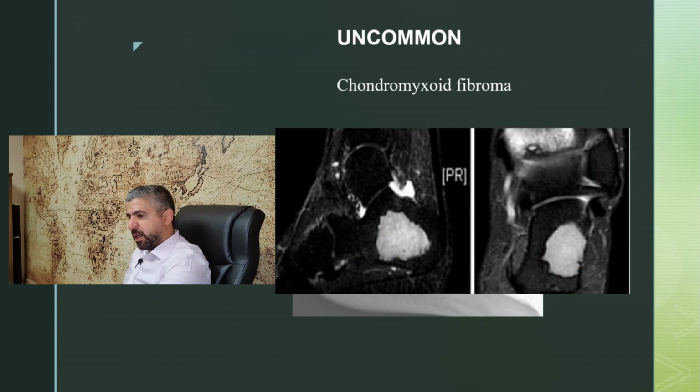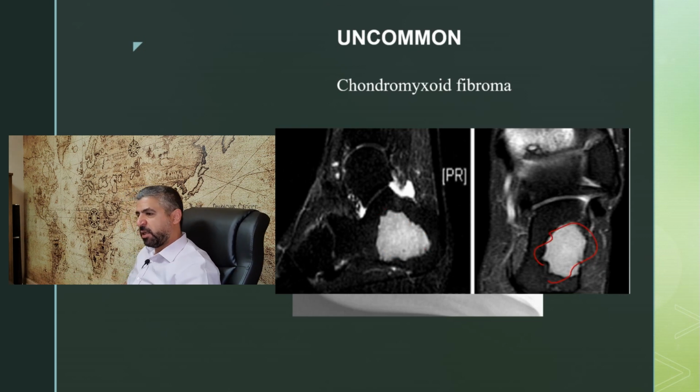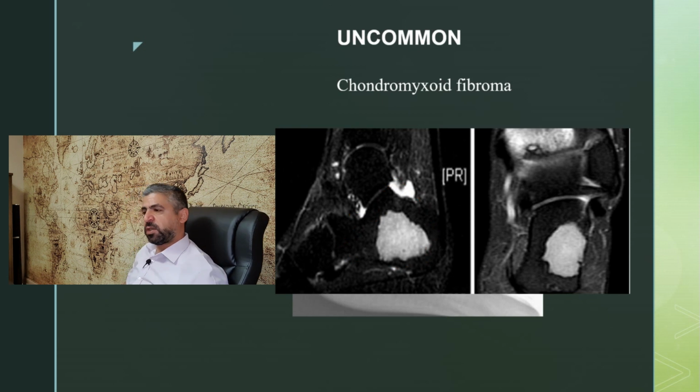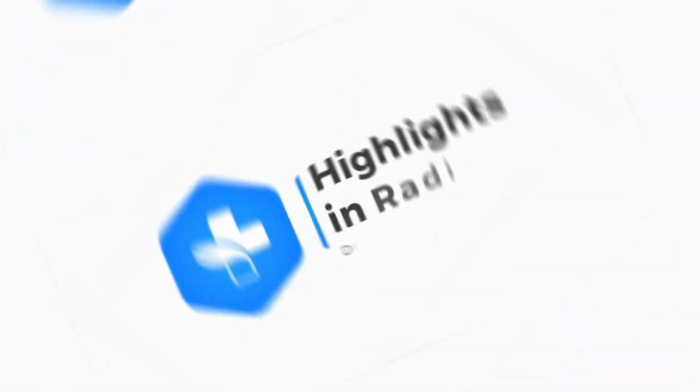On an MRI, it has a hyperintense signal intensity on T2 weighted images, some irregular borders and irregular outlines. It has clear surrounding bone marrow. There is no surrounding bone marrow edema, no extension to the surrounding soft tissues, no signs of inflammation. So this was a chondromyxoid fibroma.